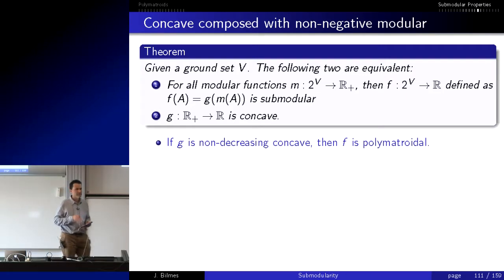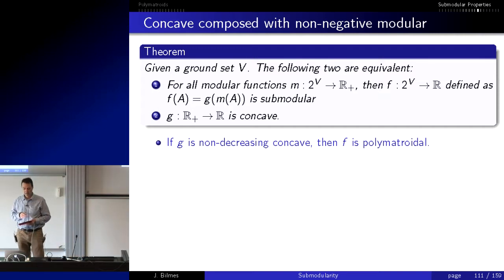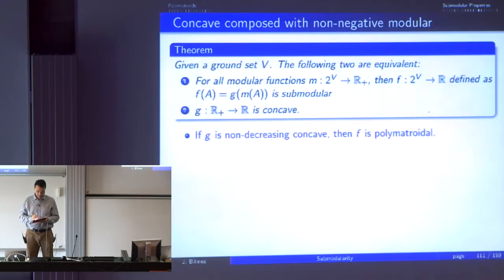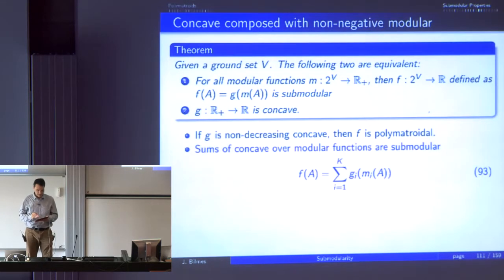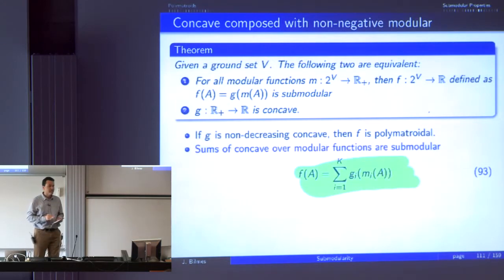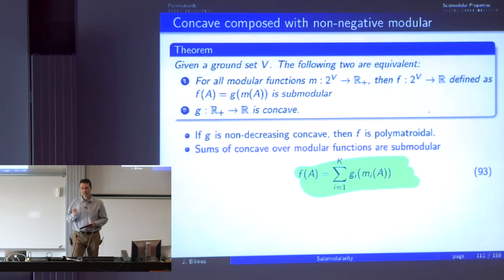And here's maybe a slightly stronger version of this concave over modular theorem. It says that the following two are equivalent: for all modular functions m, this composition g of m of A is a submodular function, if and only if g is concave. Okay, so submodularity and concavity have a lot in common. And since sums of submodular functions preserve submodularity, that makes this a somewhat interesting class of submodular functions. This is the class of sums of concaves over modular functions.